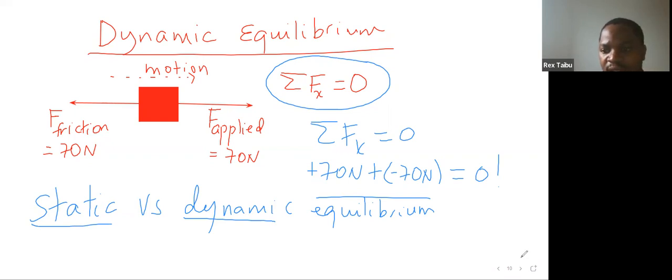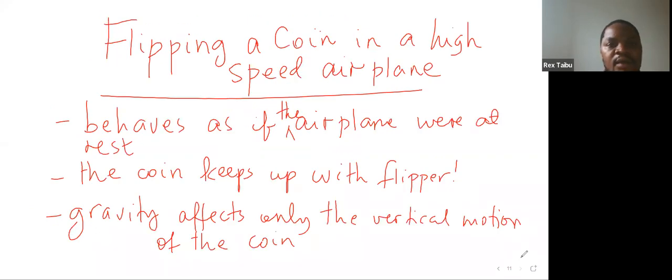All right, we are going to finish by looking at flipping a coin in a high-speed airplane. Newton's first law of motion tells us that when the net force is 0, the object could either be at rest or moving at a constant velocity. When we say constant velocity, we mean constant speed and constant direction. So the object is maintaining the same speed and moving in the same direction.